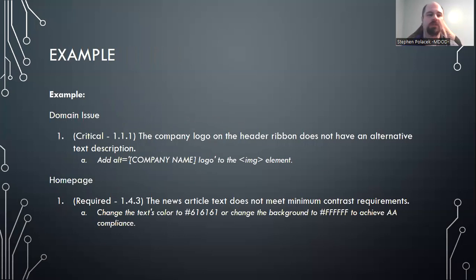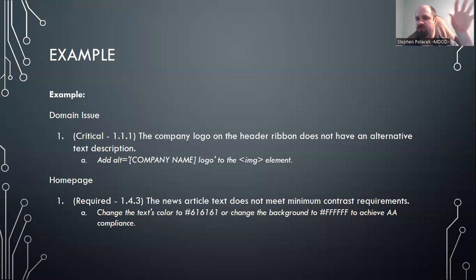We have an example on screen here versus domain issues. So again, those things that we're finding across the website as a whole, usually that's things in the header or the navigation menu or the footer. Occasionally it can be other things, like I mentioned, the color contrast for links, if that's a CSS rule that's causing problems. Anything that's common across 2 or more pages we'll list here. So our example here is a critical issue because it is a level A guideline. It is the 1.1.1. The company logo on the header ribbon does not have an alternative text description.